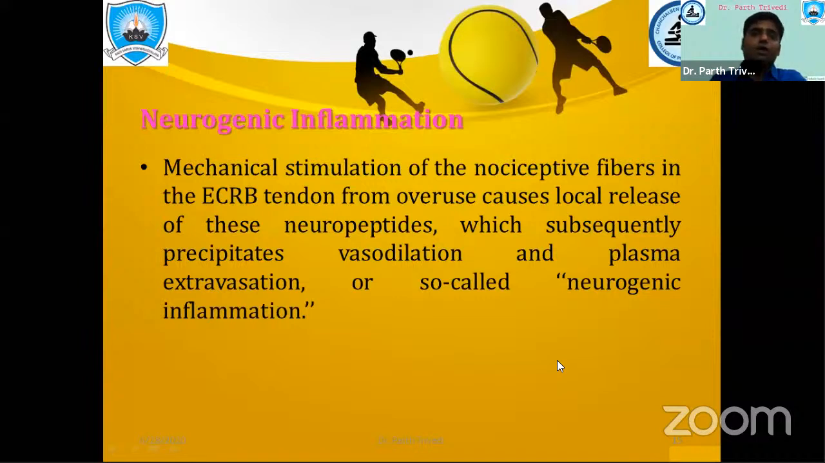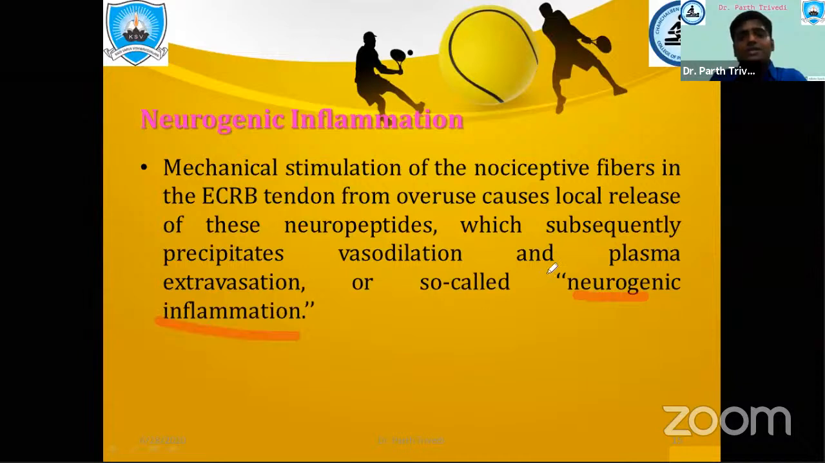Basically, if you talk about the pain component and the disability component, you have three main components coming into the picture. One is your tendon pathology, which we have discussed, angiofibroblastic hyperplasia. That is causing pain. Second comes your neurogenic component, the mechanical stimulation of the nociceptors. With continuous use of the wrist extensors, these nociceptors, which are the first order of pain sensors, get activated because of repetitive movements. And those nociceptors of the ECRB tendon release neuropeptides and cause vasodilation and plasma extravasation, causing neurogenic inflammation. So this is where the neurogenic component comes into the picture.